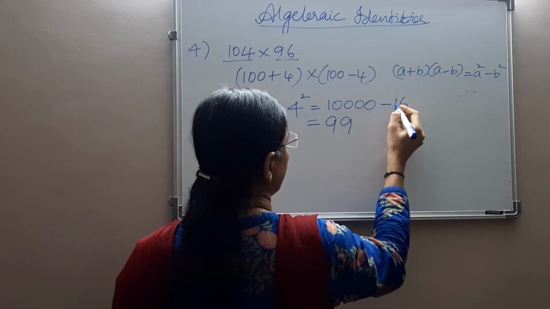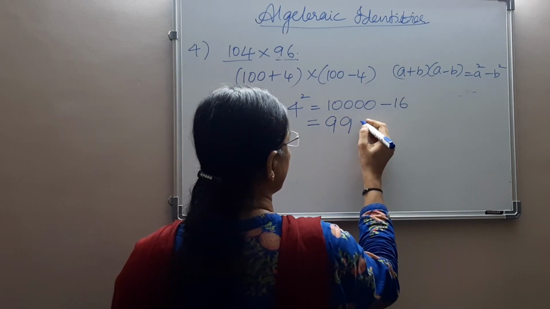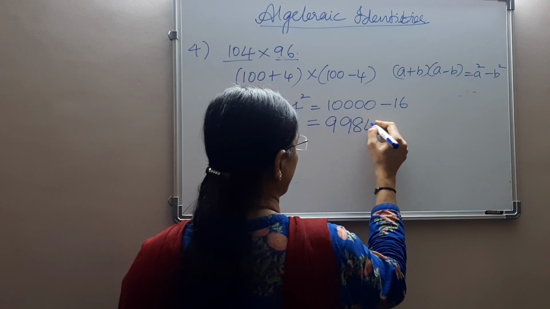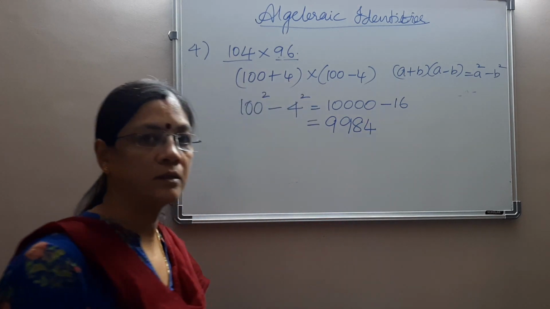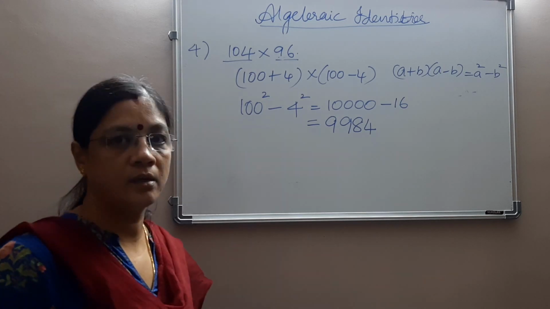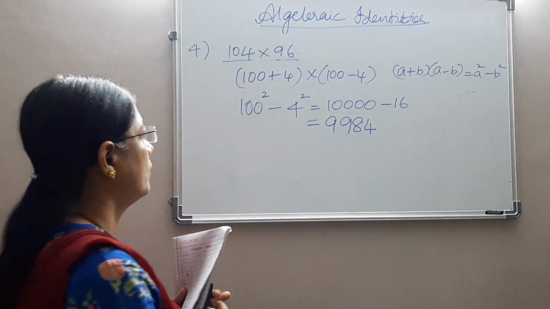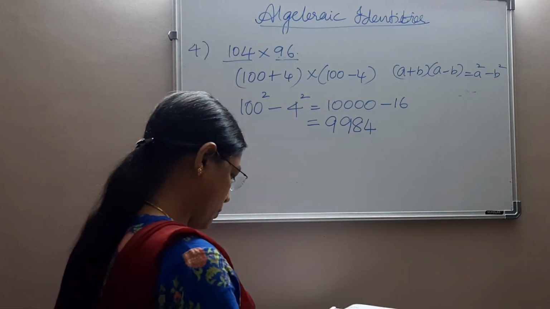9,999. For 99, see, this is 10,000, isn't it? So 9,984. That's it. So this is your answer. 10,000 minus 16 will give you 9,984. Do you understand now? How do we simplify sums using identities?